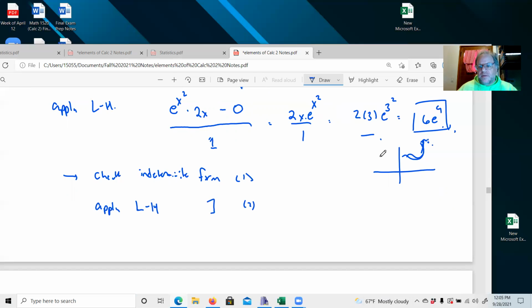Okay, and repeat. So go back and check your indeterminate form, see that it is, then apply your limit. If you don't have an indeterminate form, you're going to have to use other rules of limits, which might just mean direct substitution, which is what I did here. Okay, so that's what you do.